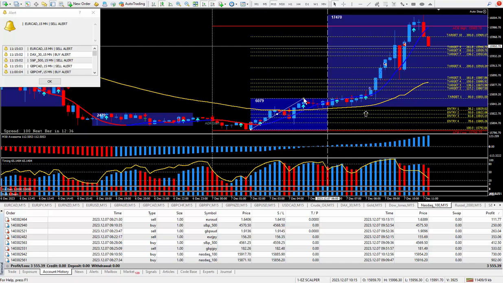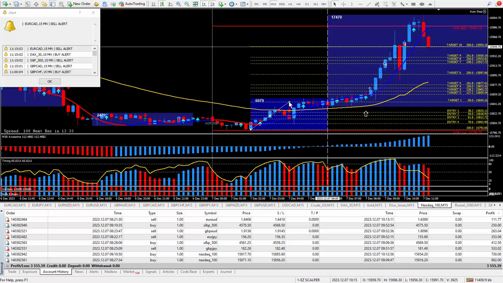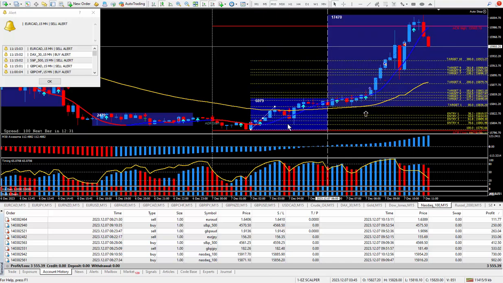So let's see, swing high is there. Yeah, there it is there. Came back to entry 1, 2, 3, and possibly 4 there.